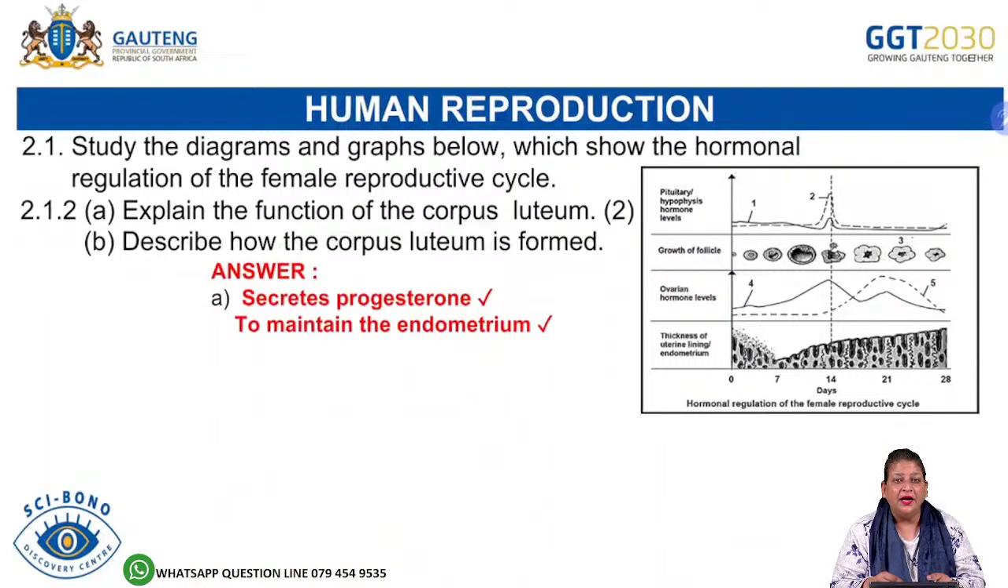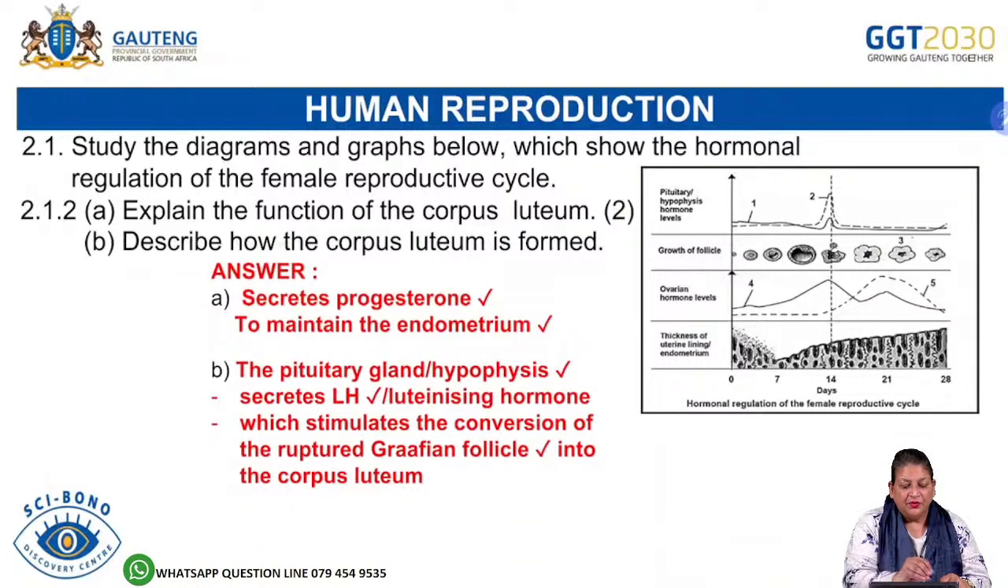But remember that for the entire pregnancy, let's say from the 3rd month to the 9th month, it's the placenta that produces progesterone. But till the 28th day, it's the corpus luteum that produces progesterone. But progesterone's function is what? To maintain the endometrium.